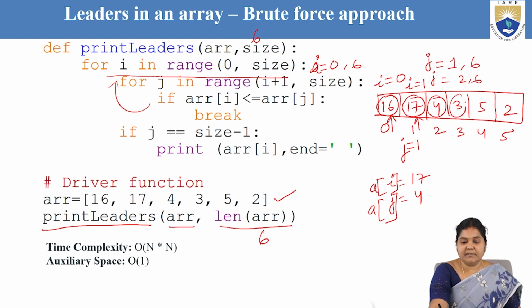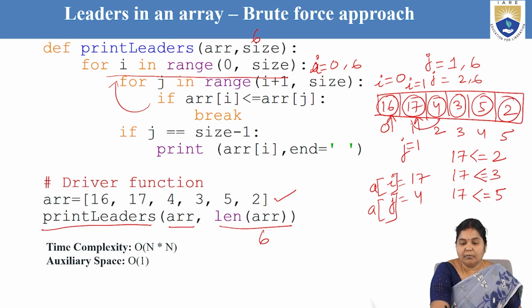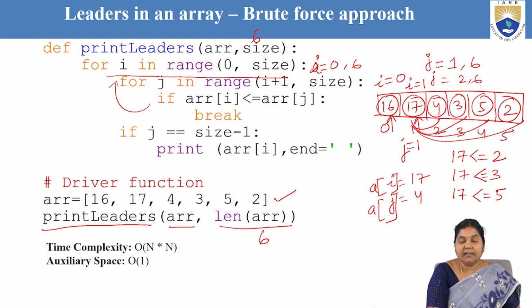Now j will change to 3. So 17 will be compared with 3. Is 17 less than or equal to 3? No. So again the loop will run, and j will be shifted. Now 17 will be compared with the next element 5. 17 is not less than or equal to 5. Again the loop runs, and now 17 will be compared with 2. So 17 is compared with 4, 3, 5 and 2. With all the rightmost elements we have checked that 17 is the bigger element, so it is a leader.